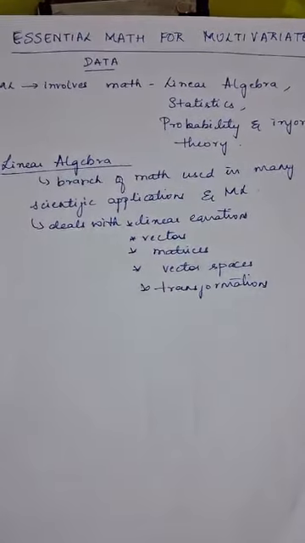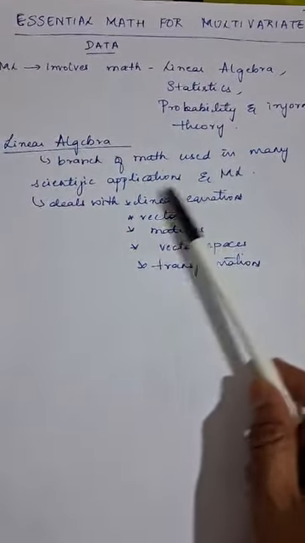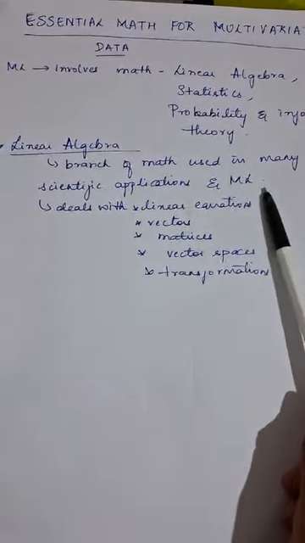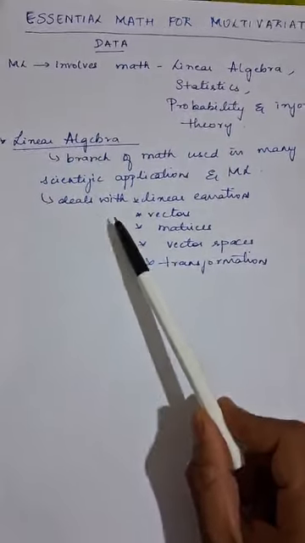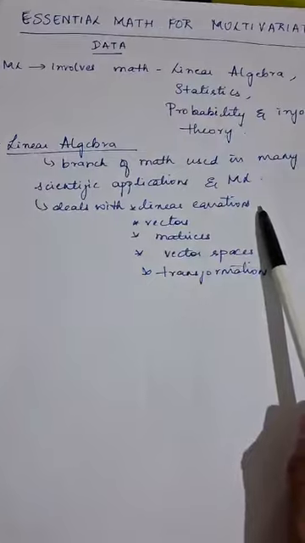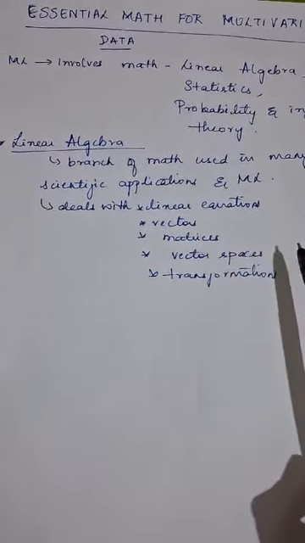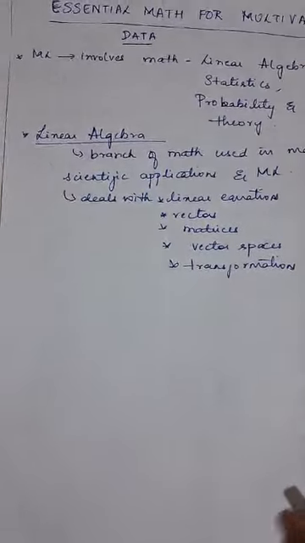You might have studied linear algebra in your math classes. Basically, it's a branch of math which is used in many scientific applications and in ML, that is machine learning. When I say linear algebra, it should come to your mind that it deals with linear equations, right? Where we will have to deal with vectors, matrices, vector spaces and transformations.